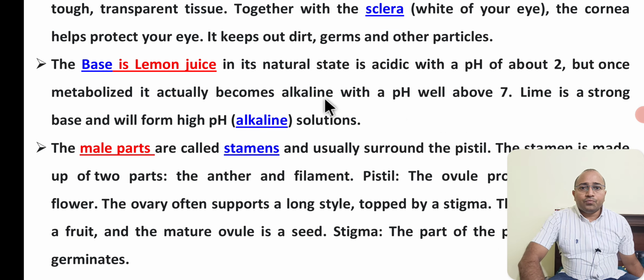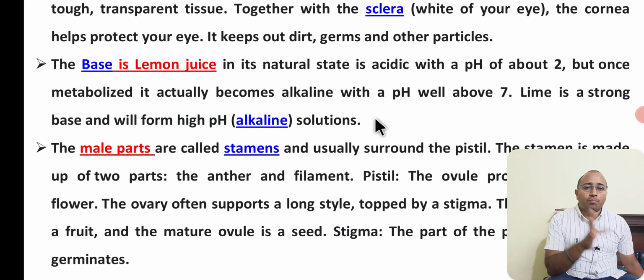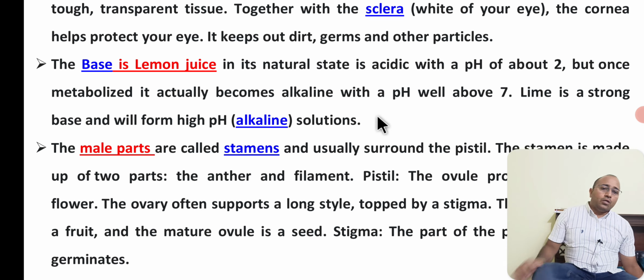Now we have how exactly the lemon is. You know about lemon juice, it is not acidic, it has basicity. Its natural state is acidic with a pH of about 2, but once metabolized it actually becomes alkaline, with a pH well above 7. Lime is a strong base and will form a high pH alkaline solution. Rest we can see how exactly this becomes basicity. Among them they have given 3 options: lemon, orange juice and other things. Acidic in nature is lemon, guys.